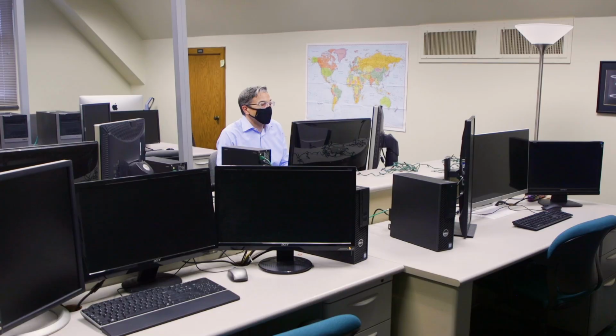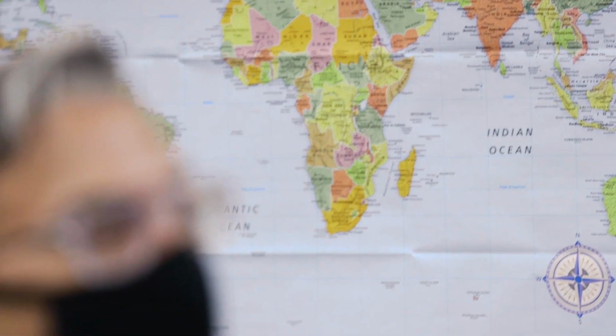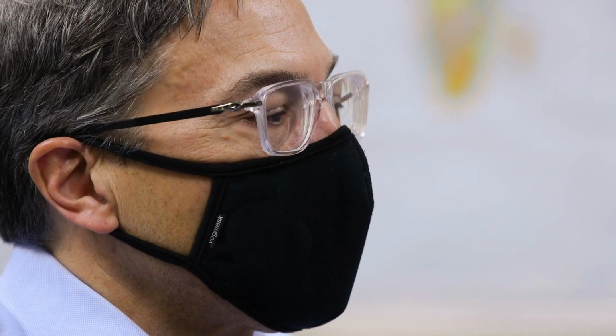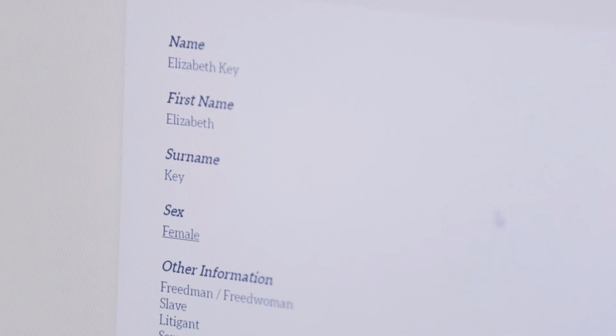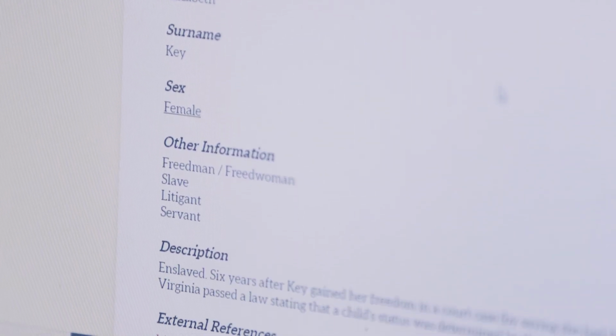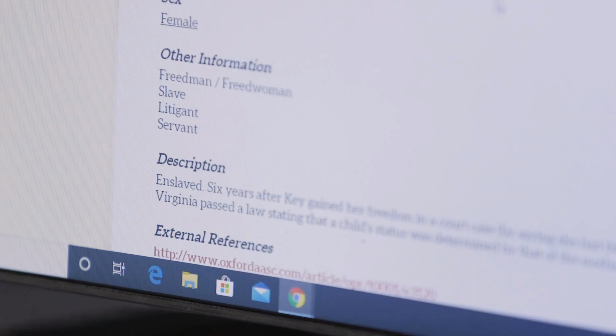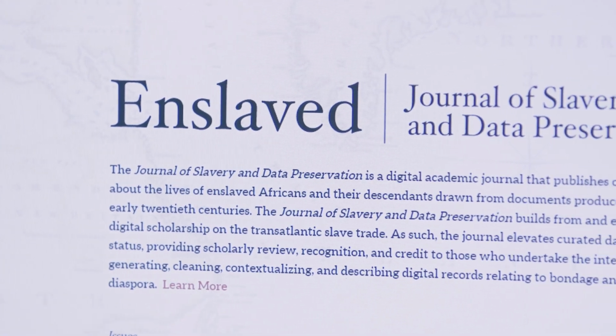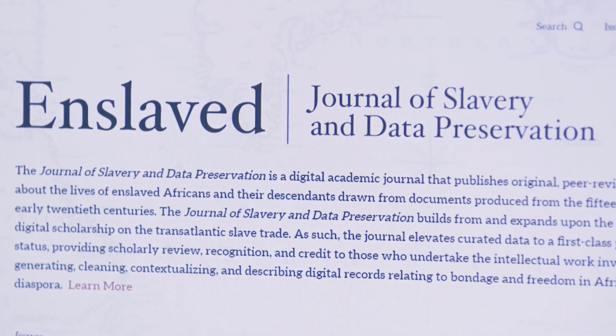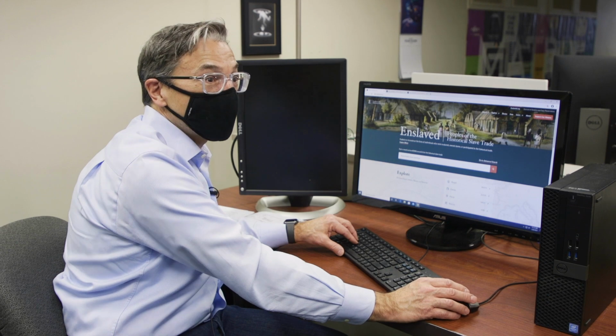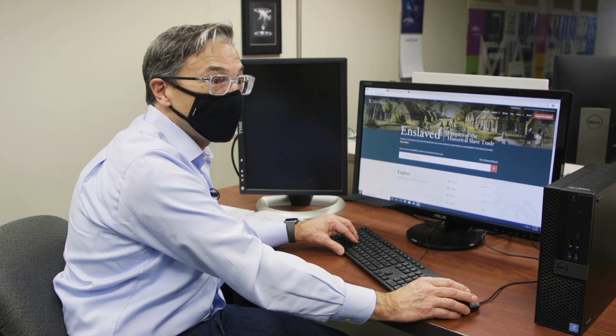So what we are doing is rendering this material readable by computers and searchable by computers, so that if you are looking for a particular person, somebody with a particular last name or a particular first name, you can use our database to begin to narrow down the possibilities and to identify that person. We had somebody who actually found a relative on here. One of our postdocs, she said she had used our website and found one of her relatives in Louisiana.